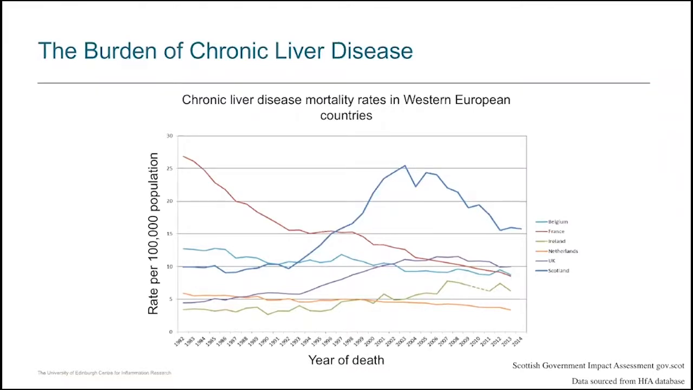Now, before I dive in and start discussing our work, I first want to highlight the burden of chronic liver disease. It is estimated that a staggering 884 million people worldwide have chronic liver disease, with 2 million deaths per year. Put simply, liver disease is a huge problem and it's not going away. The graph on this slide shows the magnitude of the problem here in Scotland, shown in dark blue, where the death rate is higher compared to other Western European countries.